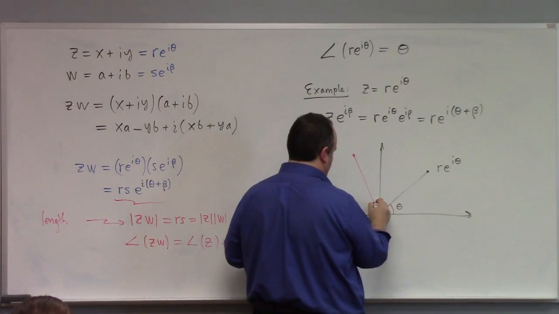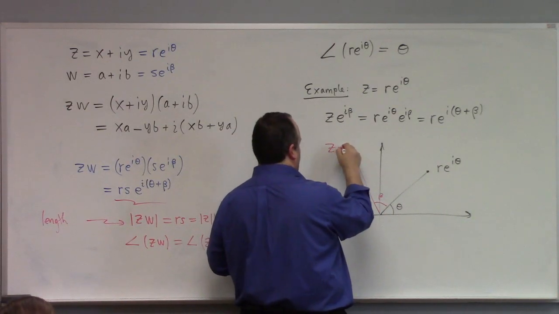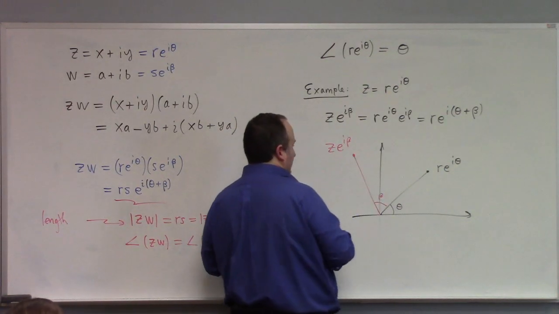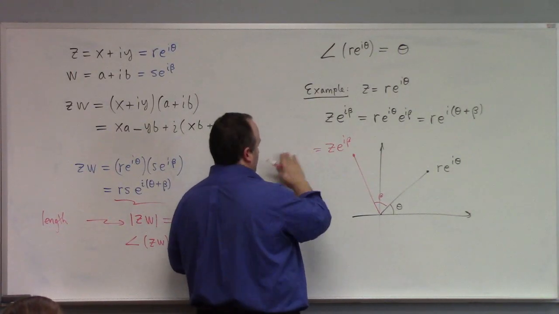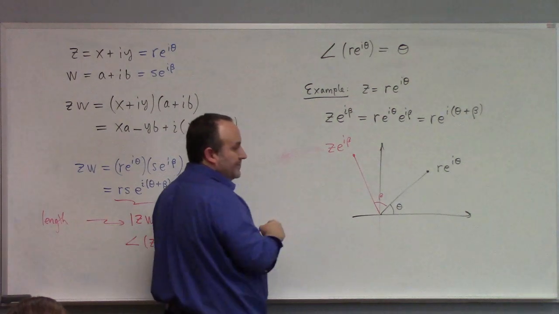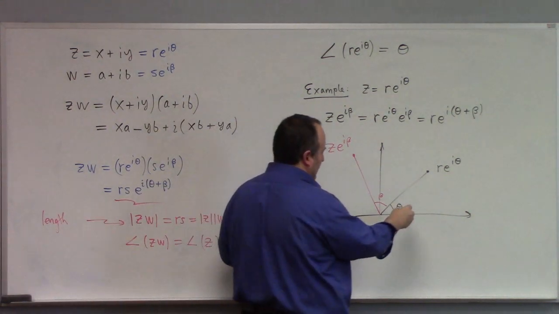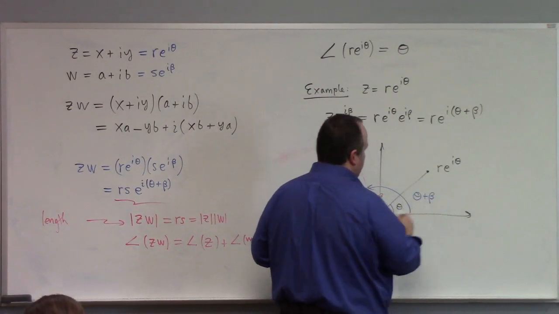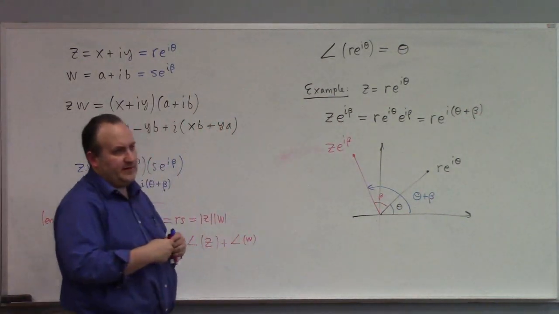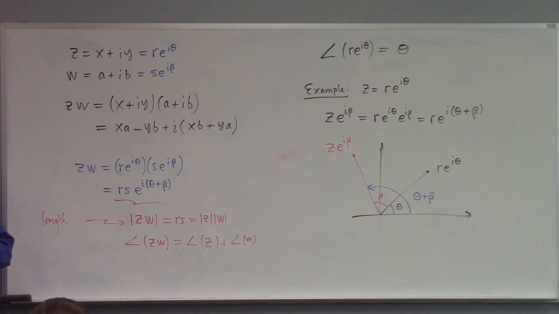So beta, right, which is, well, anyway, you got the idea. So, can you put that into words? What is that? What's going on here? Multiplying by the imaginary exponential e to the I beta rotates the point by angle beta.